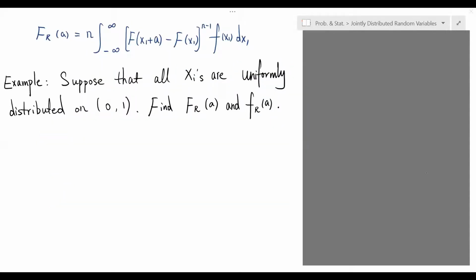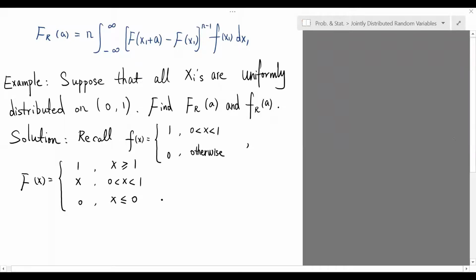In some cases, the distribution function of the range can be evaluated more explicitly. For instance, let's look at the following problem. Suppose that all capital X sub i's are uniformly distributed on the interval 0 to 1. Find the distribution function and the density function of the range.